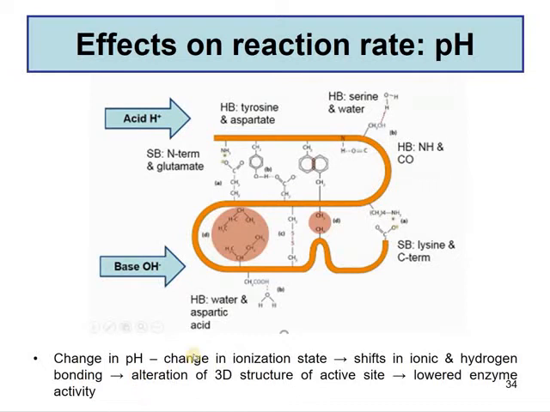So the change in pH changes the ionization state, like here and there, and then any other hydrogen bonding that's taking place between these two. So as a result, when the ionization state changes, there's a shift in the ionic and hydrogen bonding, and therefore any bond that's being held, if it breaks down, then it changes the whole 3D structure of an active enzyme. And that obviously will mean that the enzyme has been denatured by adding your acid or your base.